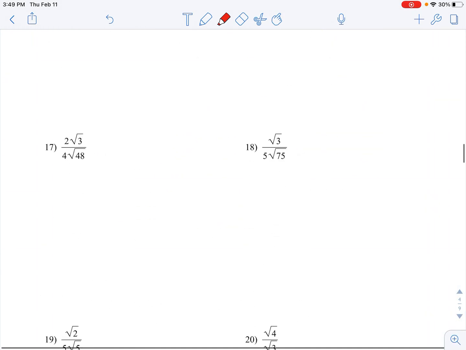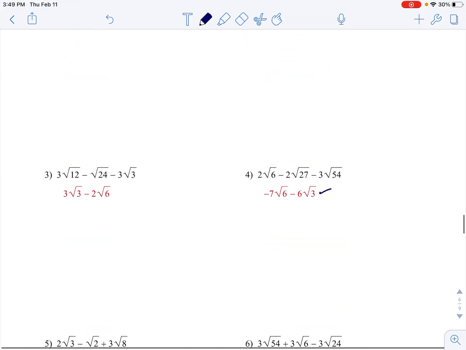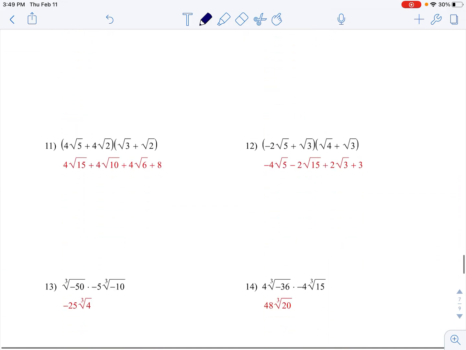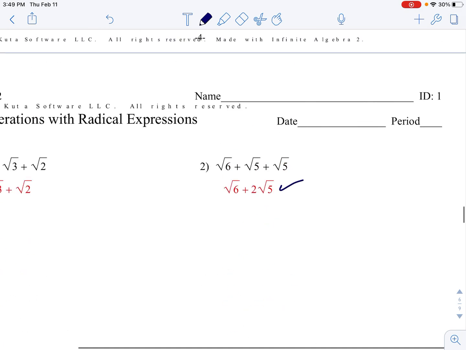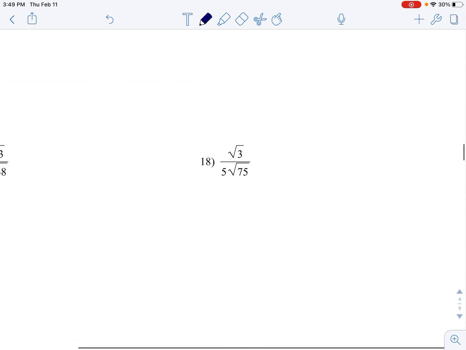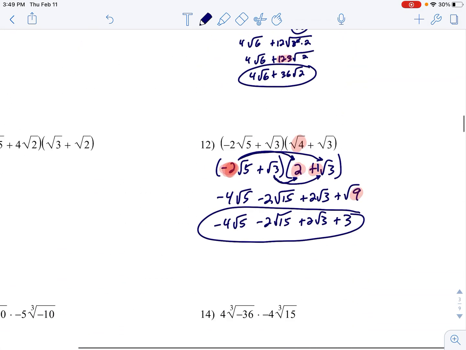Let me check number 12. If I eventually get there. And I do believe that's the right answer. Minus, minus. The only thing I don't remember are the plus and minus signs, so I got to double check if I did all that right. Yep, looks good.